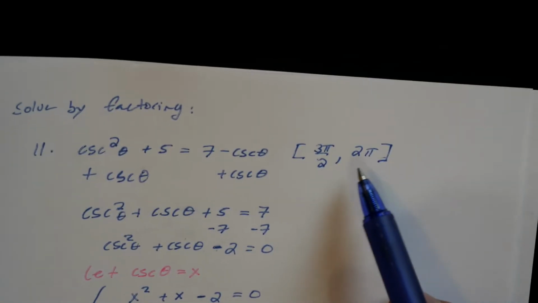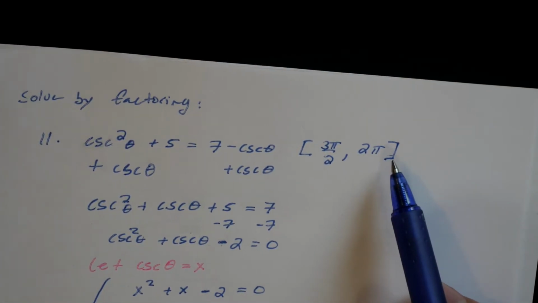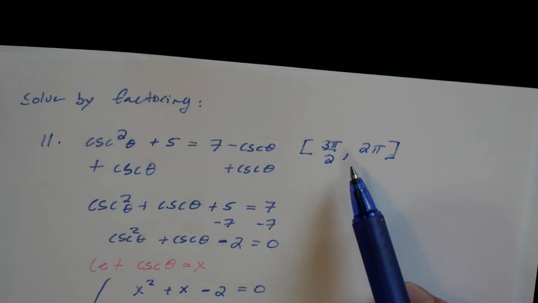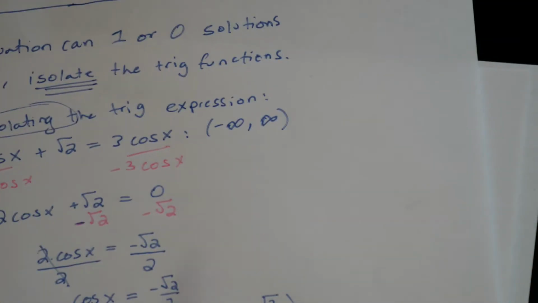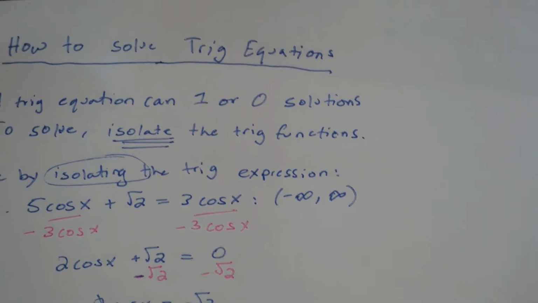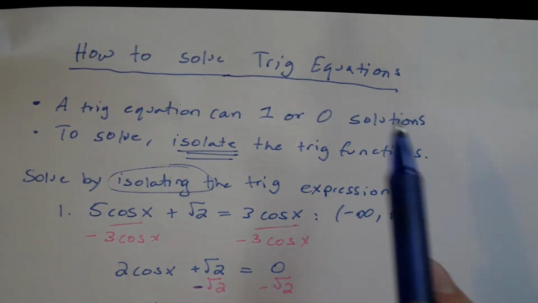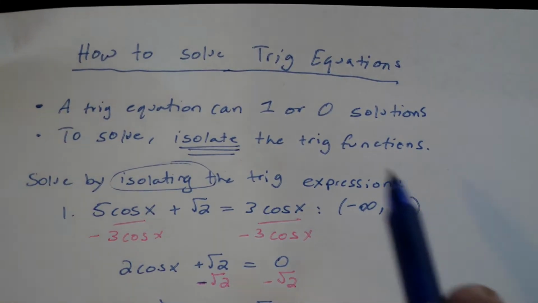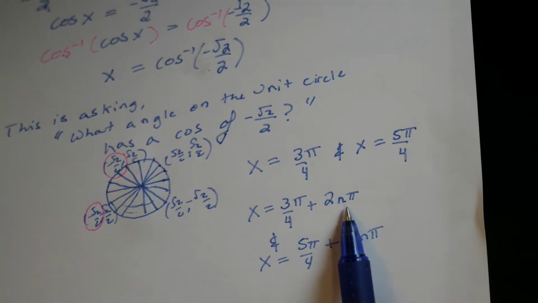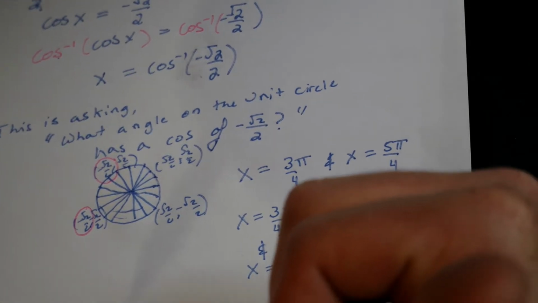So when a problem is like this, and it gives you a specific place on the unit circle, you don't put 2n pi. But when a problem is like this, and they're giving you a domain of negative infinity to infinity, you can go around that circle however many times you want. So in your solution, you put plus 2n pi. Cool?